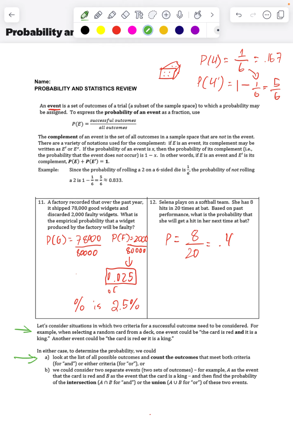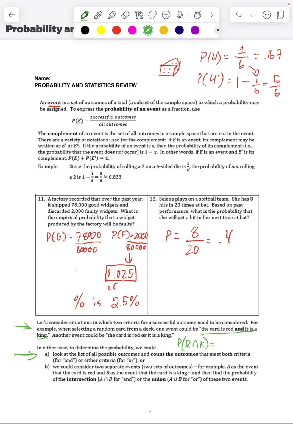So let's find this: the card is red and a king. So the probability of a card being red and a king is going to be, let's see, how many red cards are there? Half the deck is red, right? And how many kings are there? 4. So 2 of those kings are red. So it's going to be 2 over 52, which is going to be 1 over 26. So that's pretty low, right?